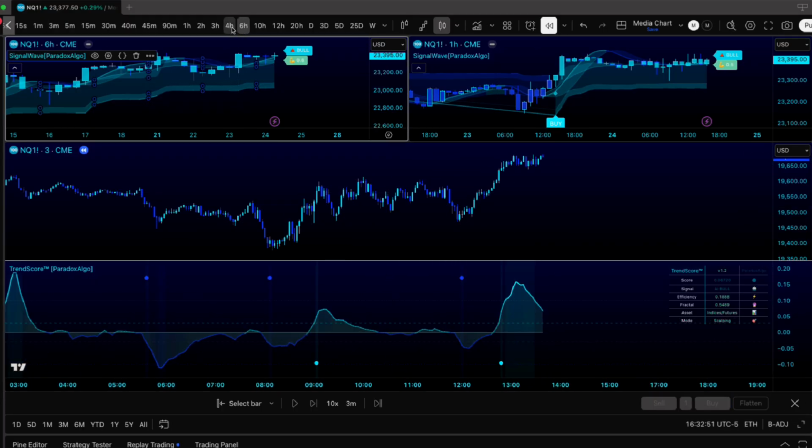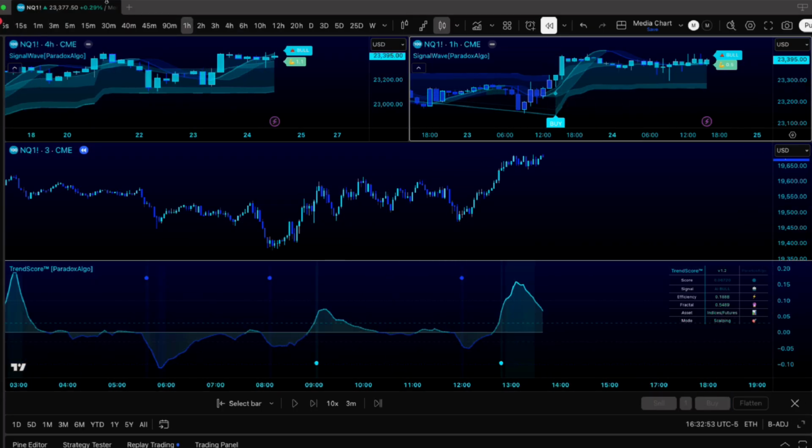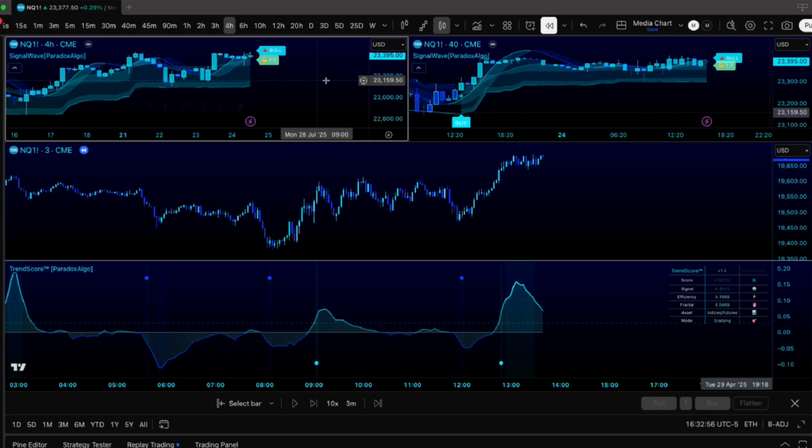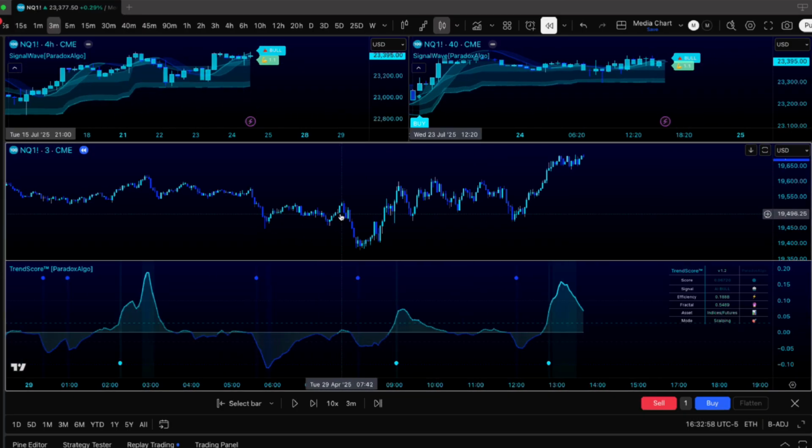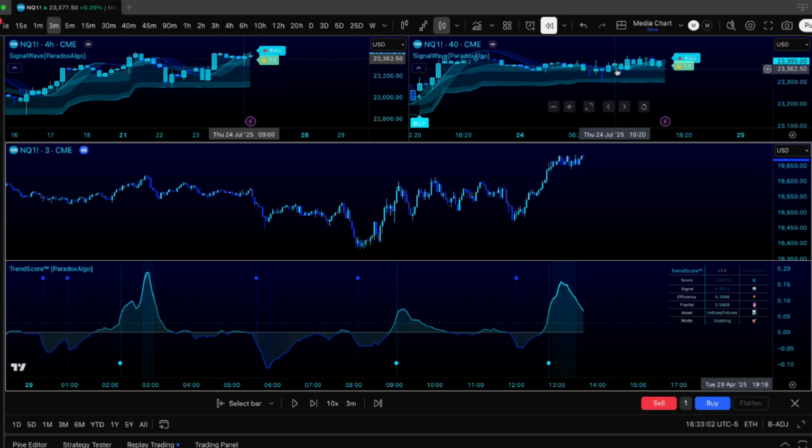The core framework is flexible. Higher timeframes give you macro bias, intermediate timeframes confirm structure, and lower timeframes give you precision entries. The execution, though, that's where most people mess up. So let me break down what you're actually looking at.